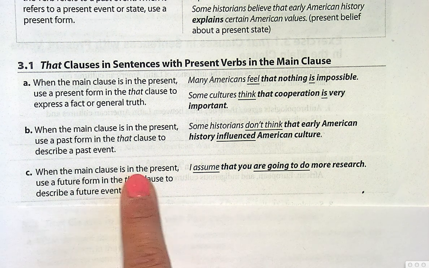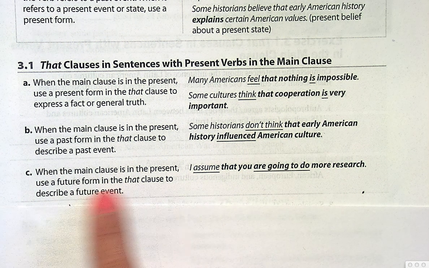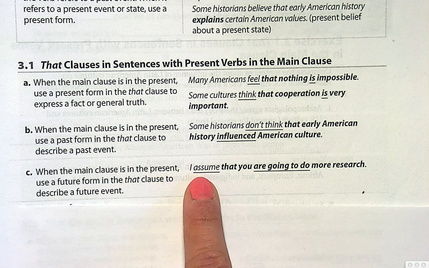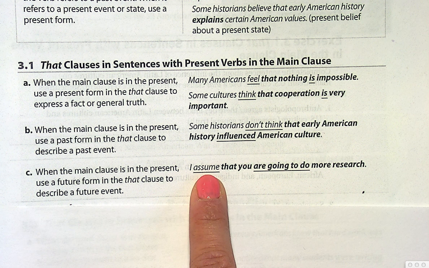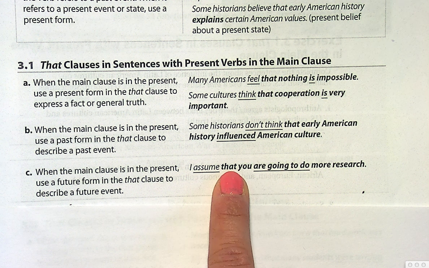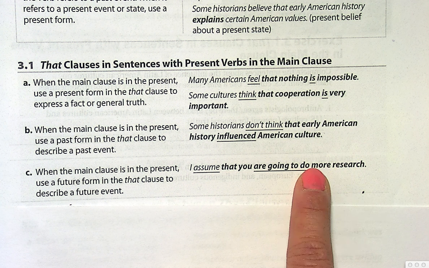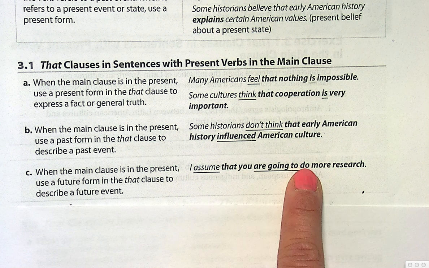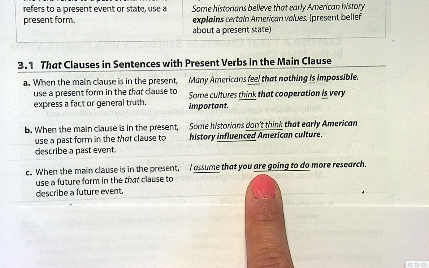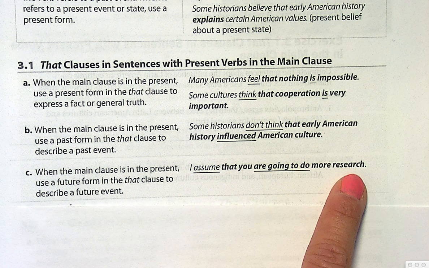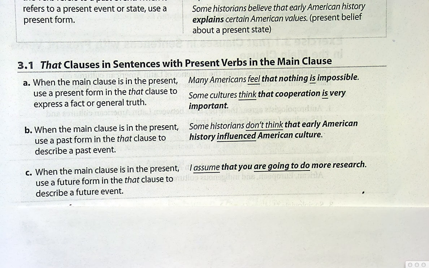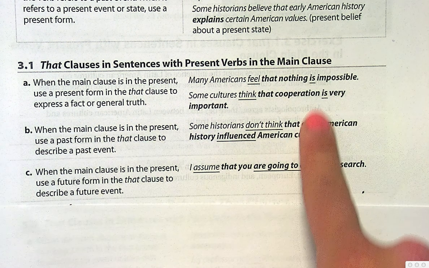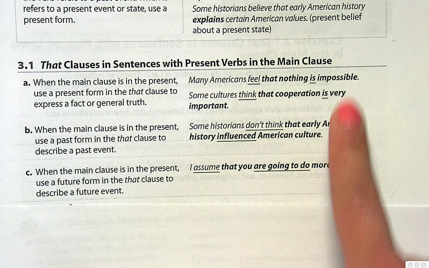When the main clause is in the present, use a future form in the that clause to describe a future event. I assume, or I think, this one's in the present because we are presenting it as something that is true now, that you are going to do more research. This could be going to, or it could be will. Both forms of the future are acceptable here. And in this case, you are going to do more research tells us that it happens after now. So we have this present tense verb, and we use the future form. Again, the verb tense that you choose in your noun clause depends on the information in the noun clause.